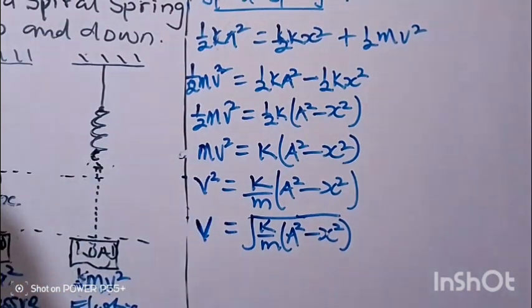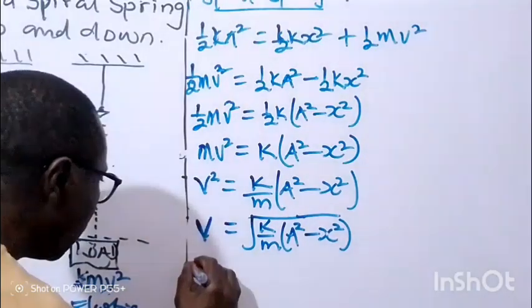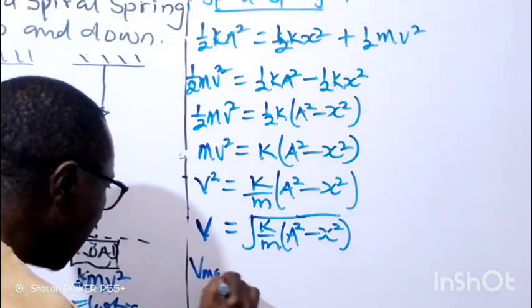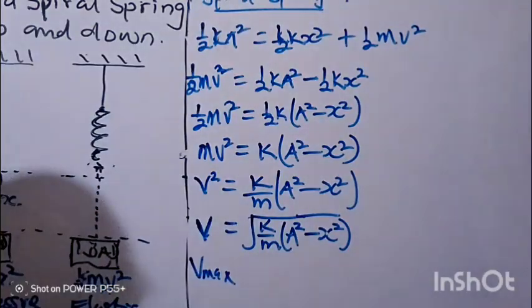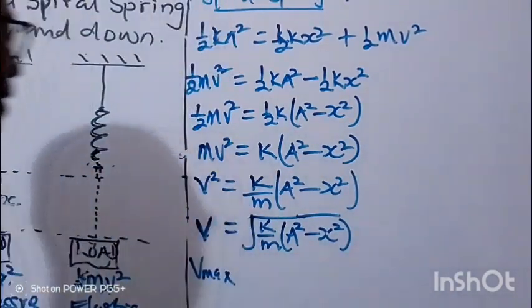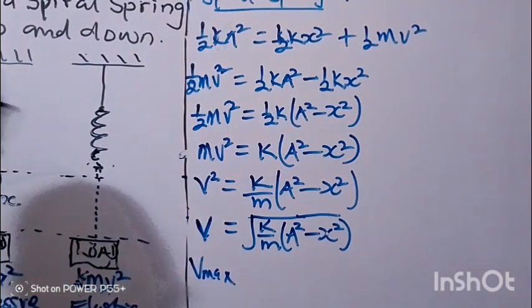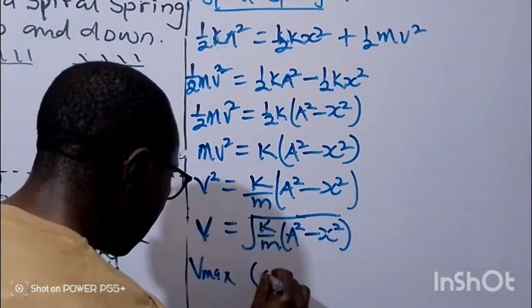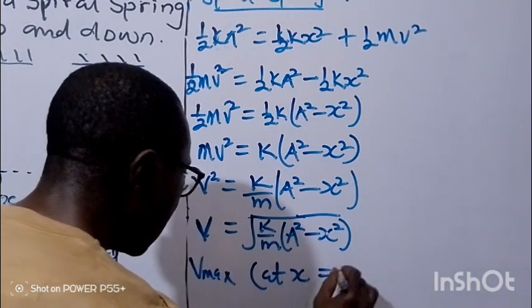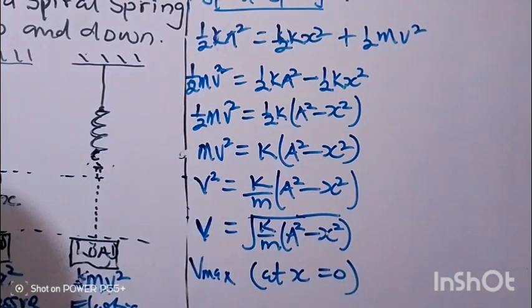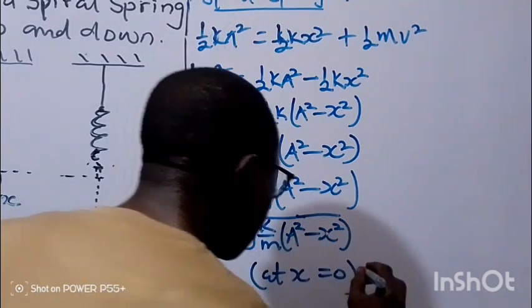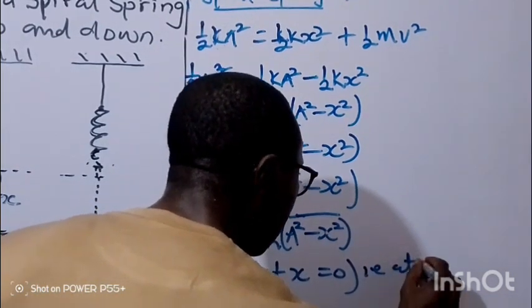But to have maximum velocity, V maximum, don't forget from the beginning that the maximum velocity of a simple harmonic motion will occur at s equal to 0, or at the equilibrium position. That is at equilibrium.